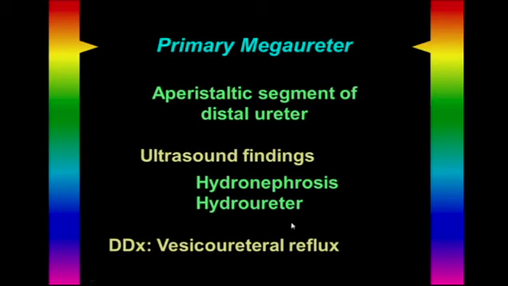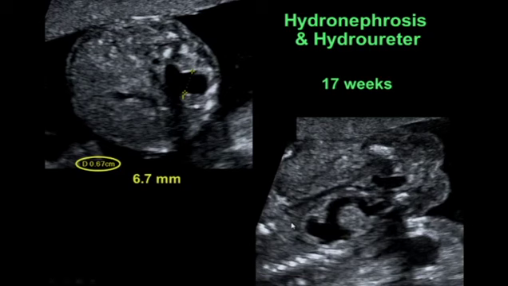The pathologic process with primary megaureter is that there is an aperistaltic segment of the distal ureter preventing the passage of the urine down the ureter into the bladder. So when we see hydronephrosis and hydroureter, we cannot say whether it will prove to be vesicoureteral reflux or primary megaureter. Here's a 17-week fetus.